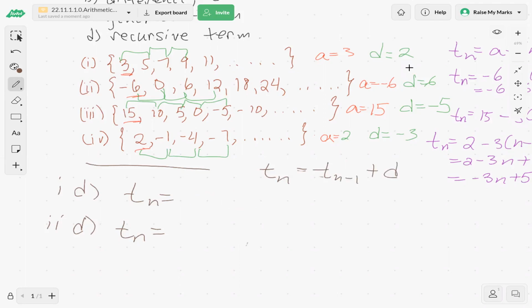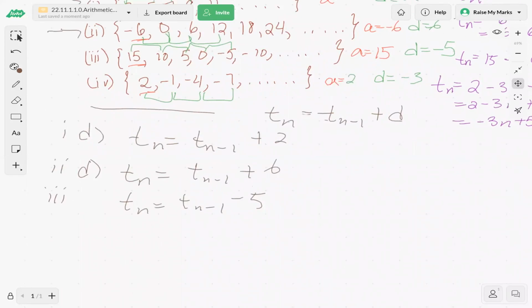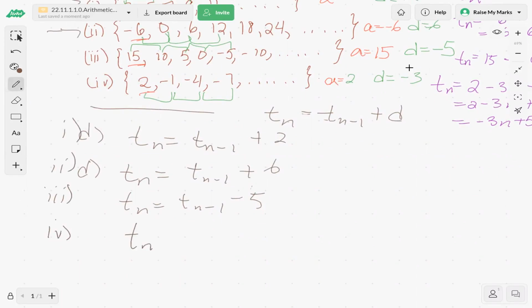So in our first sequence, Tn equals Tn minus 1 plus 2. Second sequence, Tn equals Tn minus 1 plus 6. Third sequence, Tn equals Tn minus 1 minus 5. And fourth sequence, Tn equals Tn minus 1 minus 3. So these are our recursive terms.